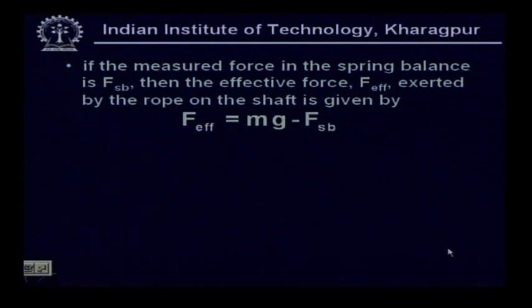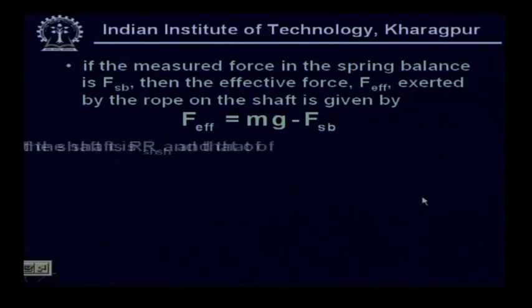Now, if the measured force in the spring balance is F_SB, then the effective force F_EFF exerted by the rope on the shaft is given by F_EFF equal to mg minus F_SB, where F_SB is the measured force, right.